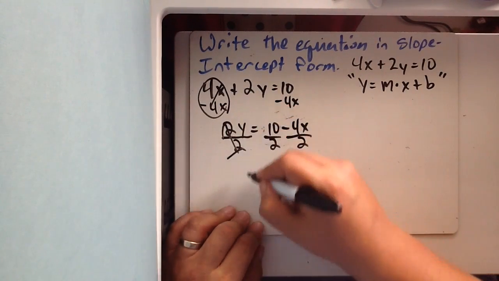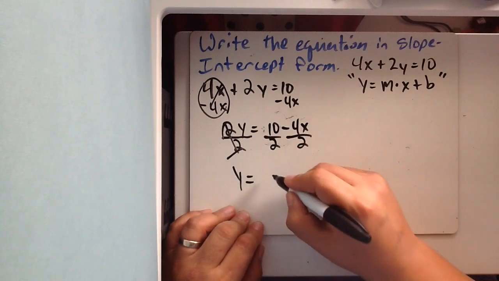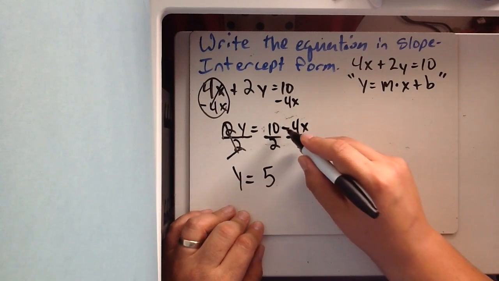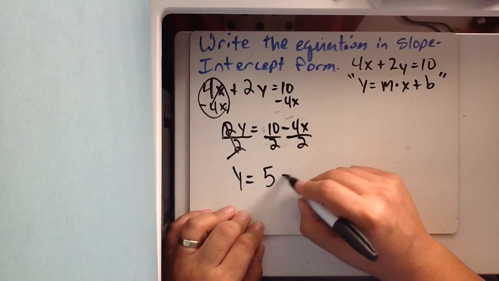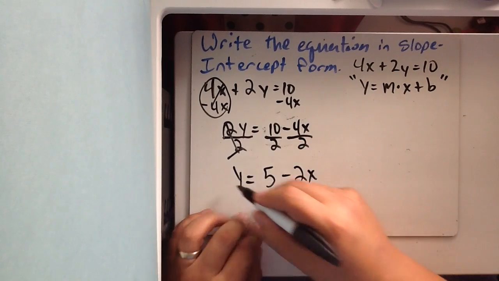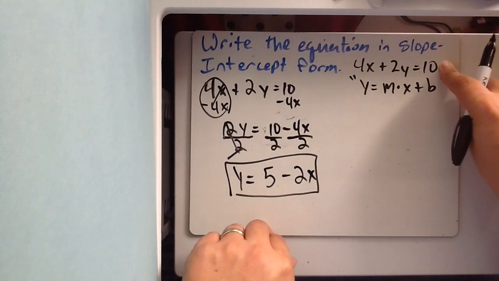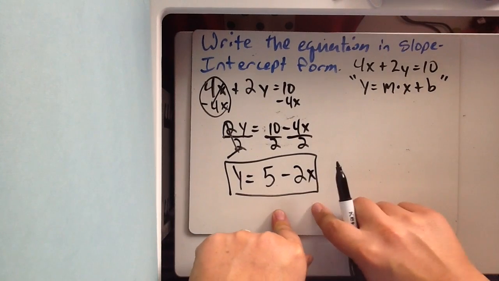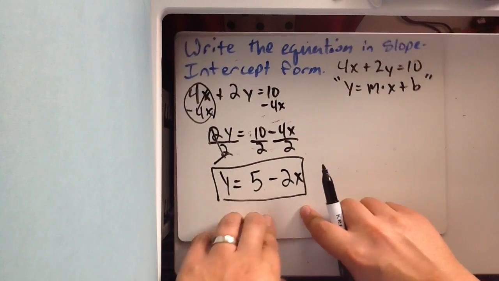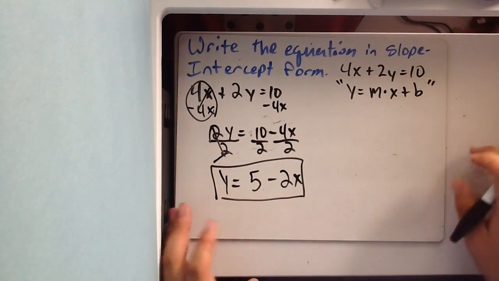This becomes a giant 1. I'm left with y equals 10 divided by 2 is 5. Negative 4 divided by 2 is negative 2 times x. And that is my answer. So I've taken an equation from standard form into slope-intercept form, and it matches my guide. Okay? Next one.